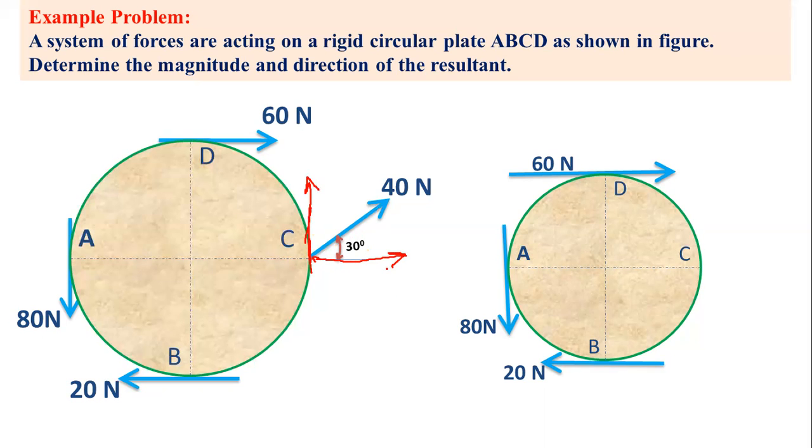So this is 40 cos 30. For adjacent sides, you have to consider cos theta. For opposite sides, you have to consider sin theta. So this is 40 cos 30 degrees, and this one is 40 sin 30 degrees.